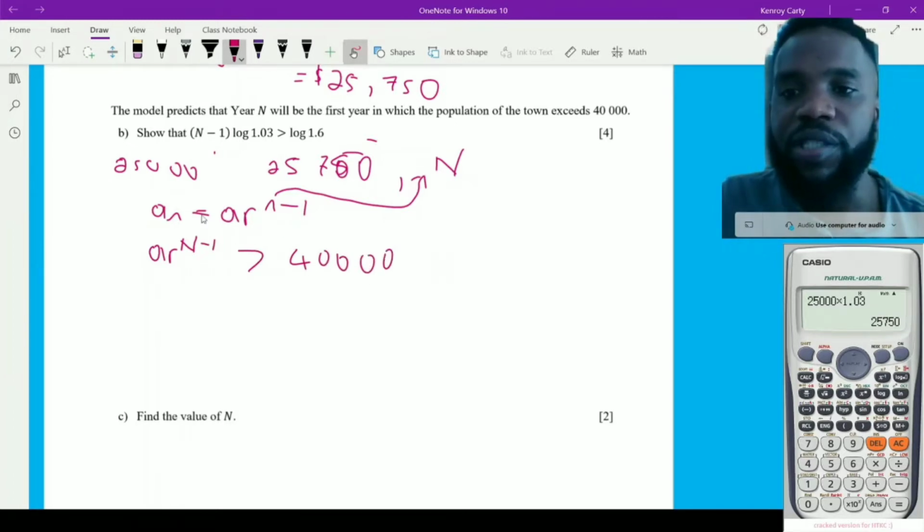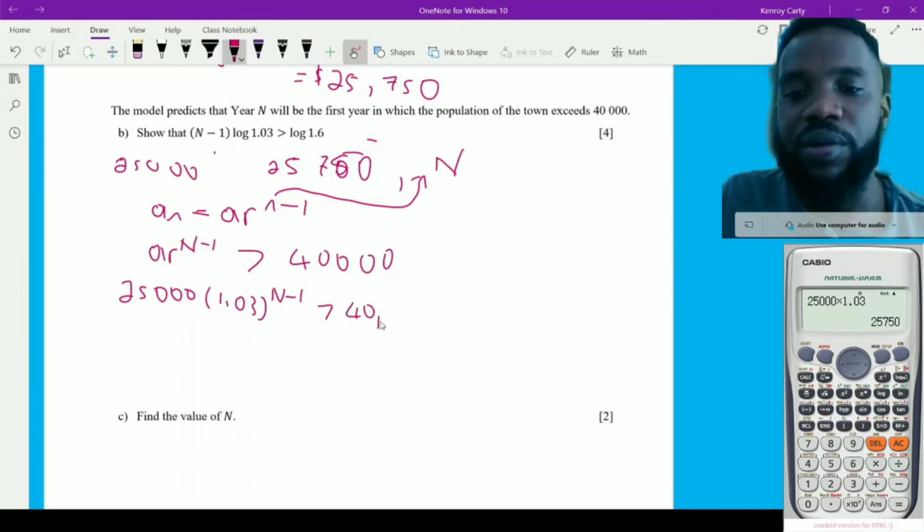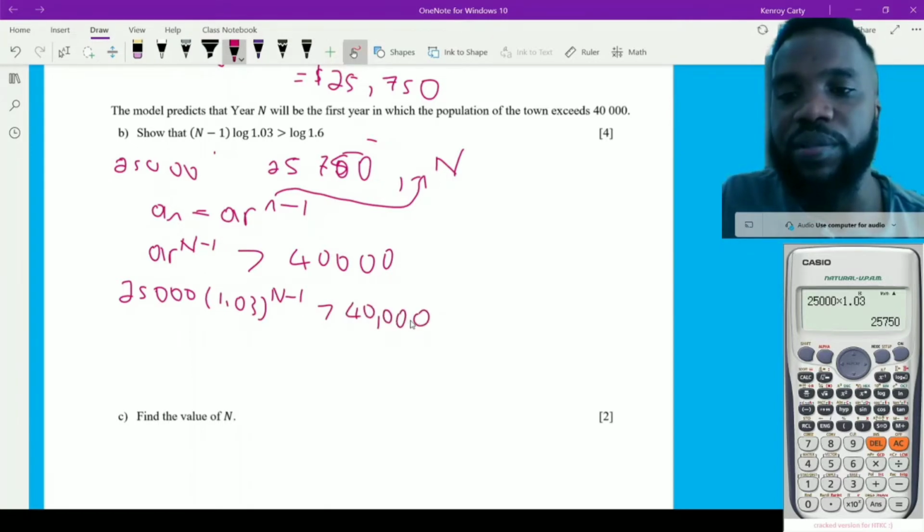Alright, now let's put in the information that we have. A represents the first term, which is the first year. How much was it in the first year? The question told us it was 25,000. Alright, r, of course, I'm going to constantly be multiplying by 1.03. So I'm going to have 25,000 times 1.03 raised to N minus 1 should be greater than 40,000. As we know, exceed means greater. Alright, what do I do next?